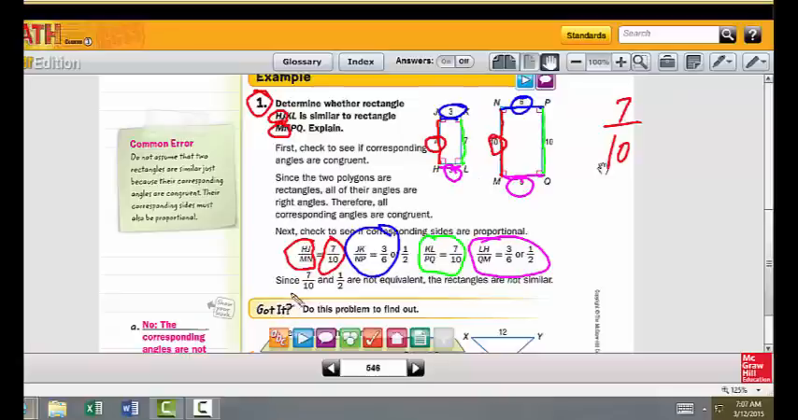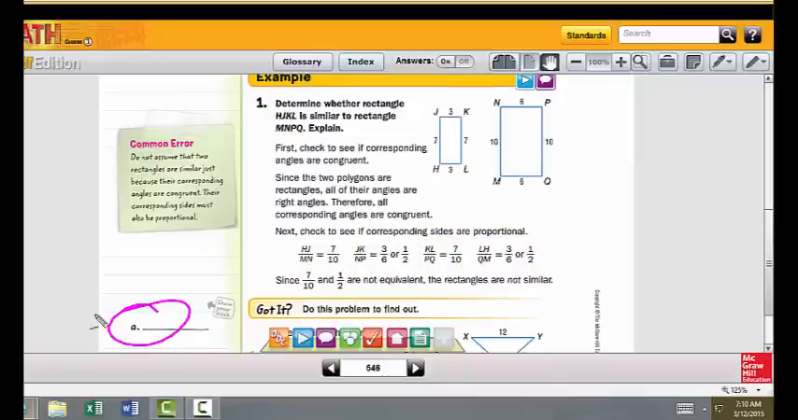And now we look at this and we say, since 7/10 is not equivalent to 1/2, 1/2 would be 5/10, we are not equivalent, and therefore these are not similar. All we need is one exception as we go through these numbers, and we can prove that they are not similar. If they are similar, we would say, of course, that they're similar with a scale factor of, let's say they were all 1/2, we'd say that there was a scale factor of 1/2. Please press pause and do letter A.